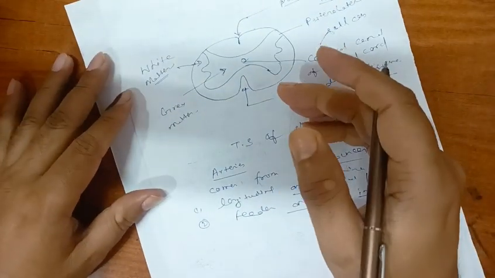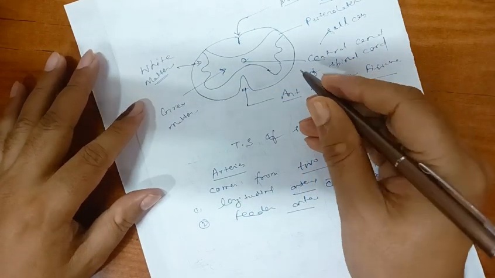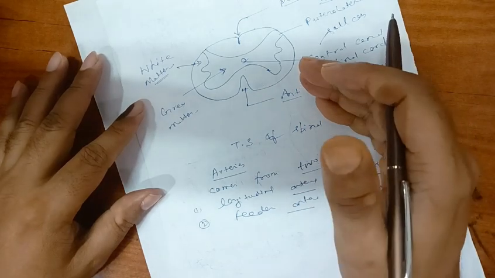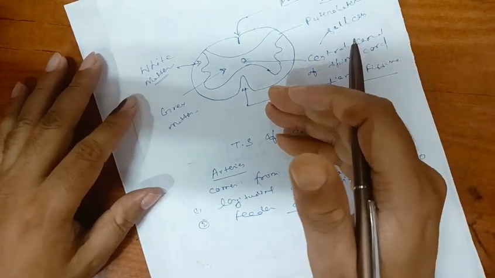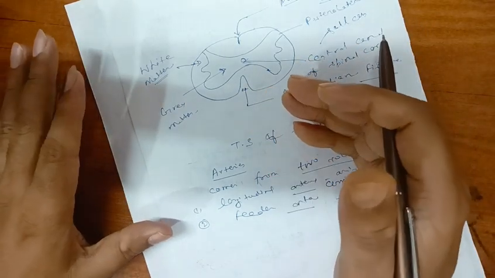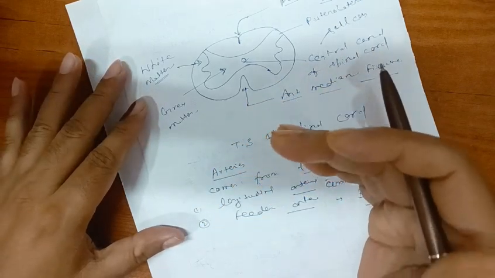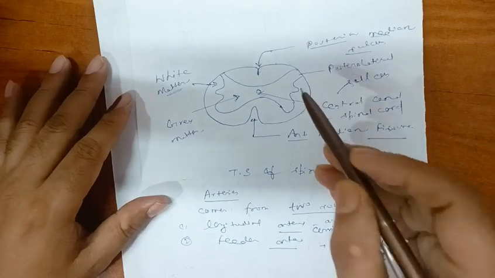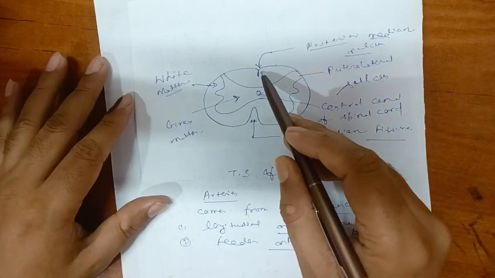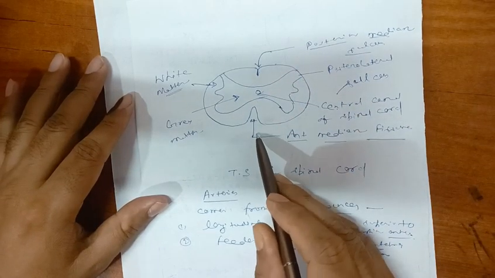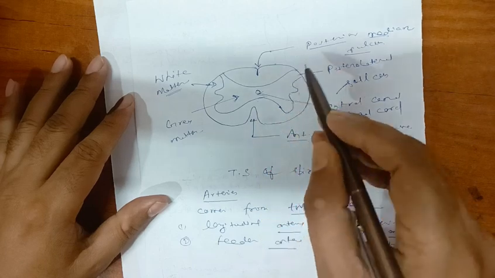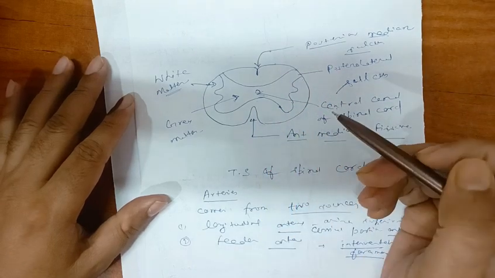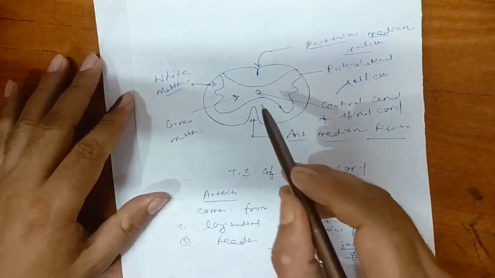In the previous section, we discussed the length of the spinal cord, its external structure, and the different enlargements of the spinal cord. When we take the transverse section of the spinal cord, we see the posterior median sulcus and the anterior median fissure, the posterolateral sulcus, and the central canal of the spinal cord.